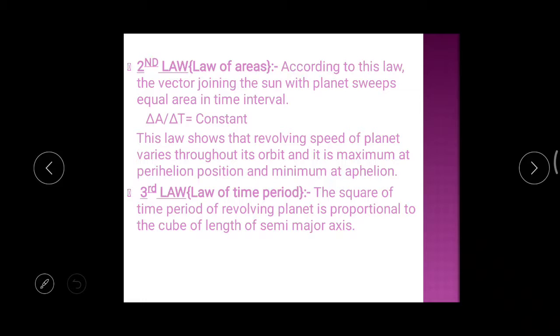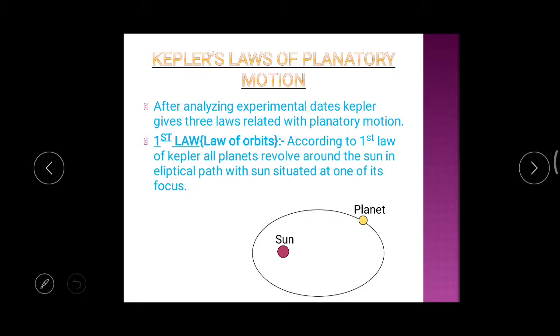Now let us come to the second law of Kepler's planetary motion, that is the law of areas. The law of areas states that the vector joining the sun with the planet sweeps equal area in a particular time interval. Otherwise, we can say equal area in equal time period. The vector joining sun and the planet will be this one.